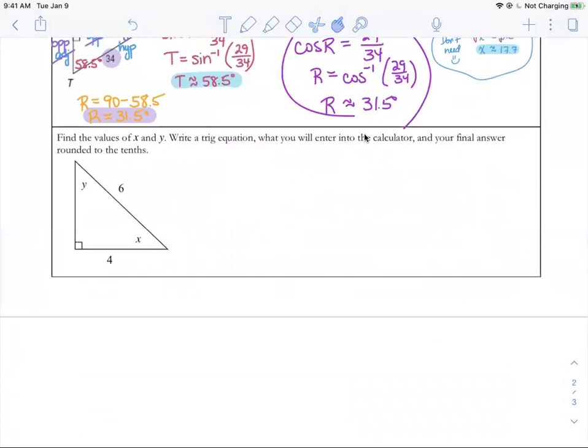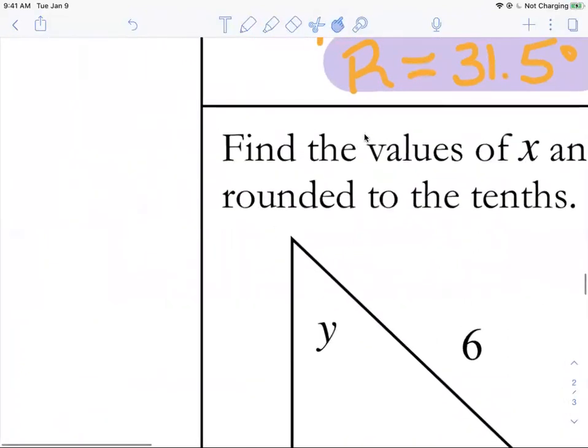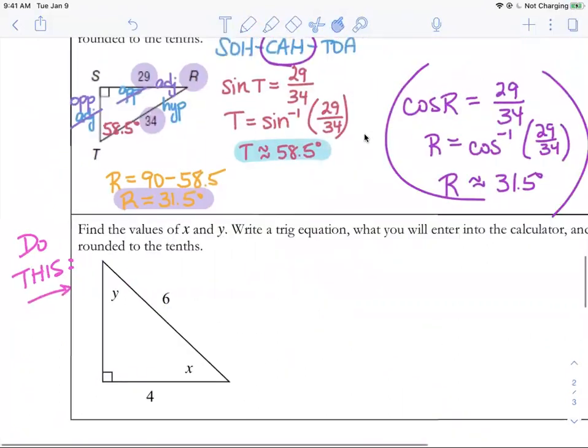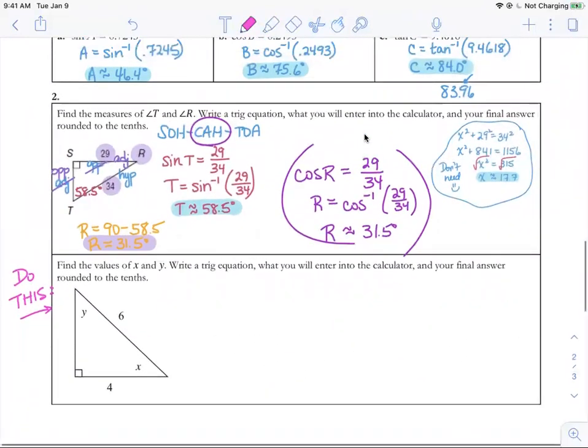Okay, for the last problem, I want you to try this one yourself. And then after you finish that, you can submit this to Schoology. So it's really important that you show a trig equation, show what you're going to type into the calculator, and then show your answer correctly rounded with a label. Okay, if you don't do those things, it's really easy to mistype something on the calculator, your answer is completely wrong, and we have no idea what you did.